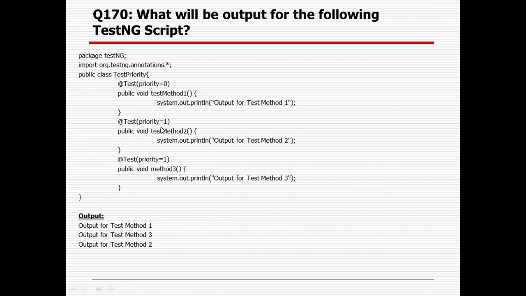In case multiple methods have the same priority, it will check the alphabetic order. Whichever method's name comes first alphabetically will execute first. Here one name starts with t and the other with m, and m comes before t, so method 3 will be executed first. So the output will be method 3 and then test method 2. That's the output for the following TestNG script.